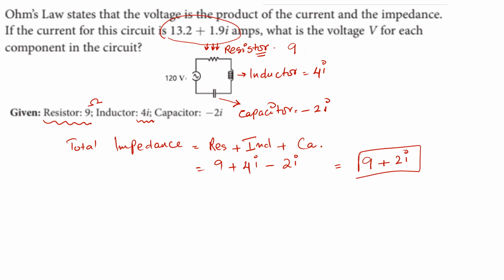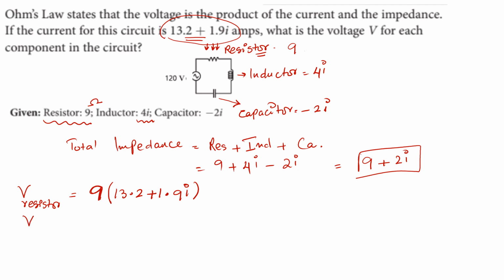Now they are asking you to find the voltage for each component. The voltage of the resistor will be given by the current times the resistance of the resistor. The resistor is 9 ohms times the current of the circuit. The current of the circuit is given as 13.2 plus 1.9i.